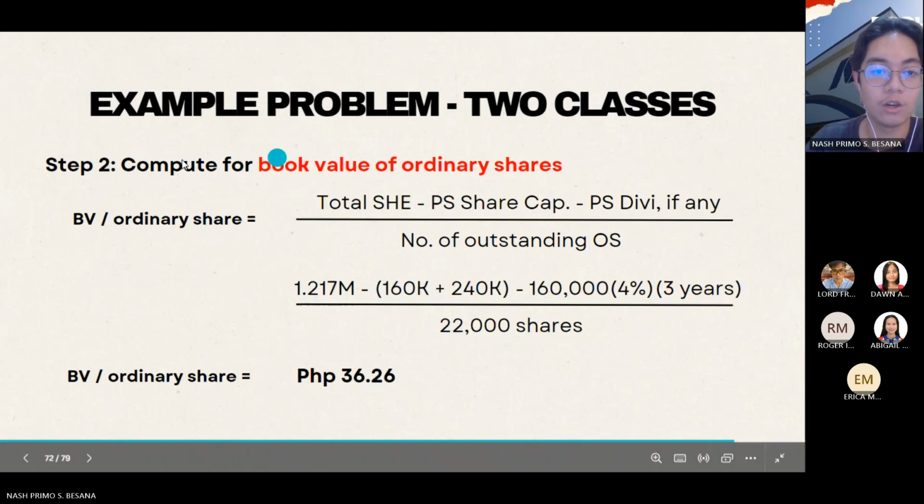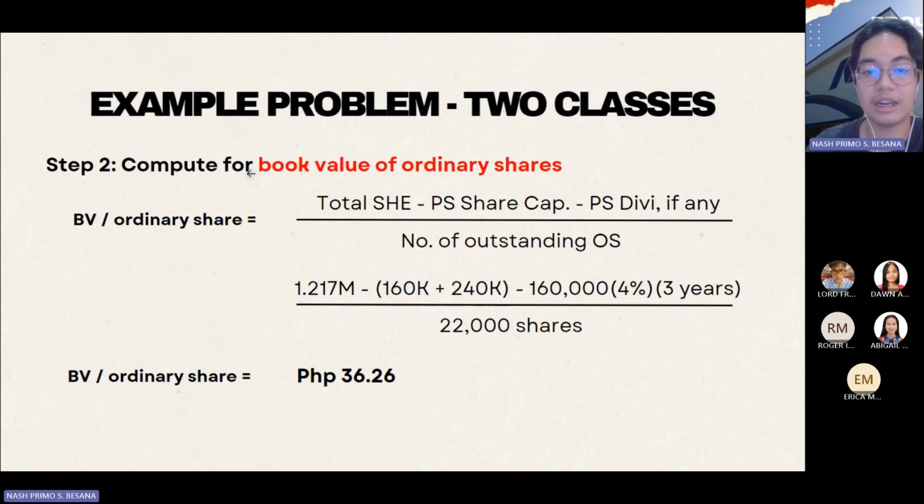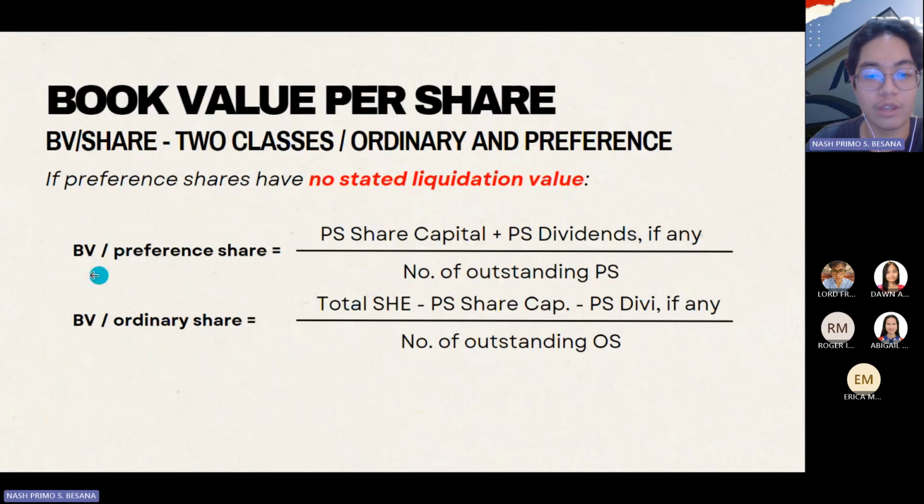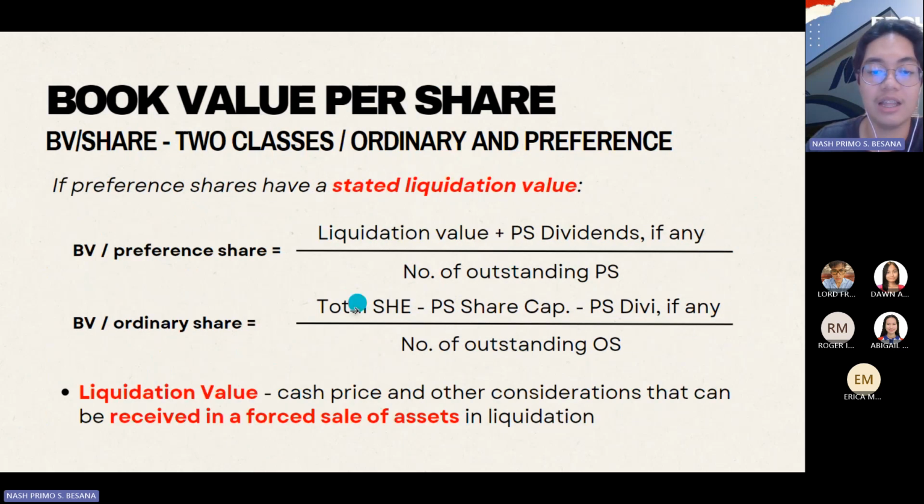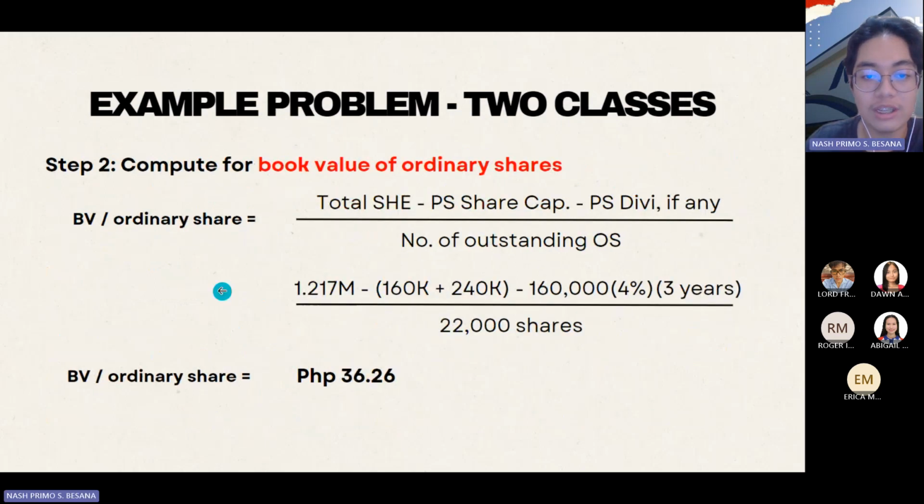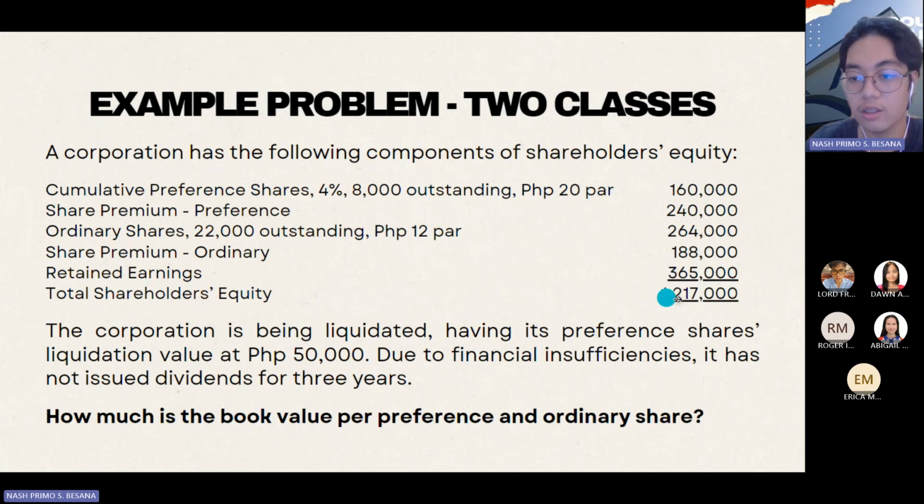The next step, compute na naman yung book value for ordinary shares. Total shareholders equity minus share capital ni preferred shares minus preference dividends divided by outstanding OS. So, to share lang din, dito ko medyo nalito dati kasi etong part na to na PS share capital, I always thought na liquidation value yung gagamitin. But it's always ito. Same lang siya. Kahit may liquidation value or wala, it's always the PS share capital na dinededuct sa total shareholders equity. So, yon. So 1.217 million na total. It's this one.